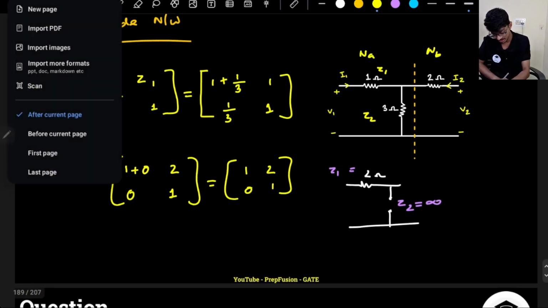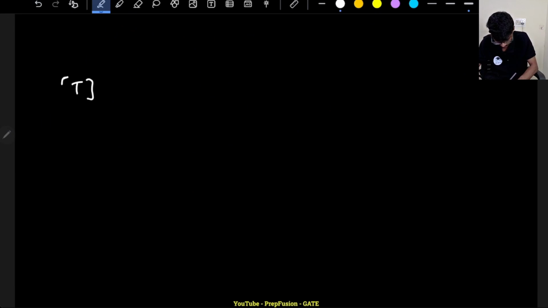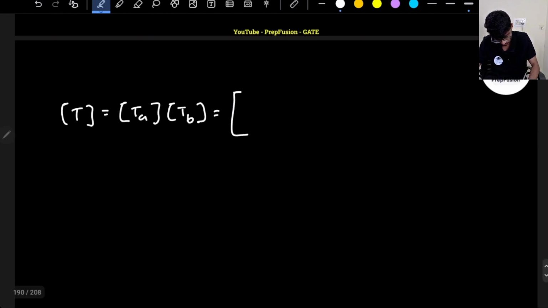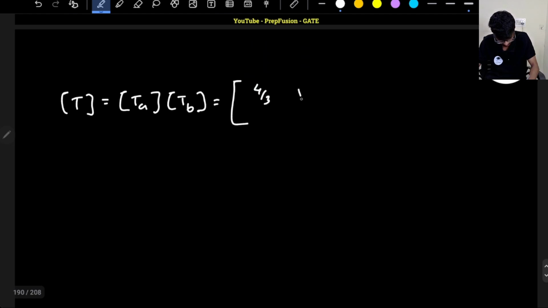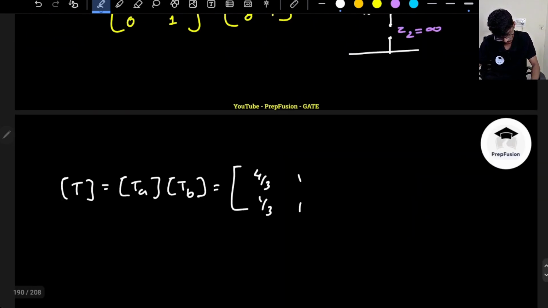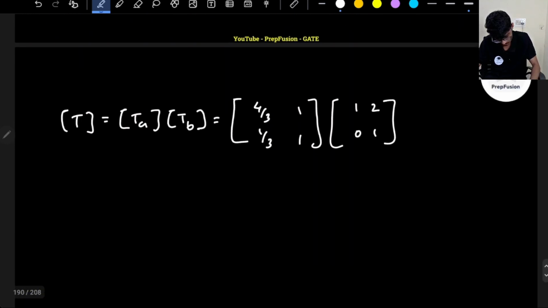Now what you need to do is simply use the cascade formula. So the overall net ABCD parameter of the network will be TA into TB. So it will be [4/3 1; 1/3 1], I guess. Yes. And this will be [1 2; 0 1].